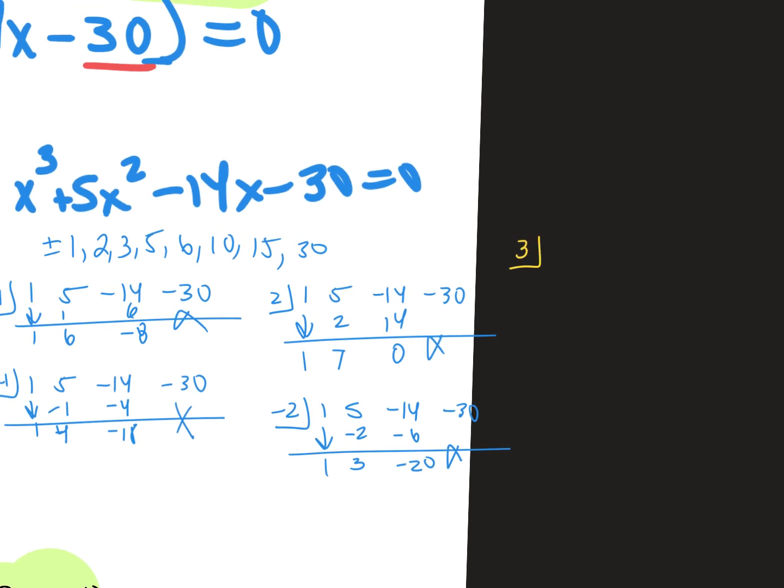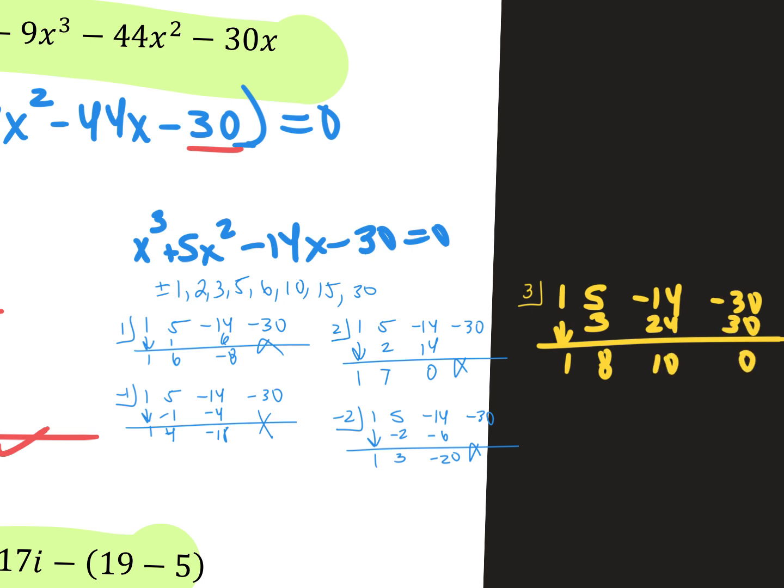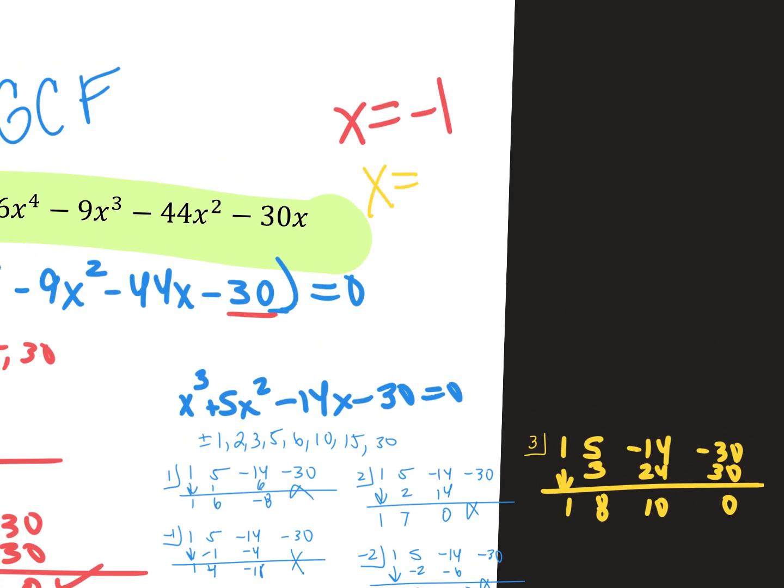We'll try 3. Okay. So 1, 5, negative 14, negative 30. 1 times 3 is 3. 5 plus 3 is 8. 8 times 3 is 24. Negative 14 and 24 is 10. 10 times 3 is 30. Did this one work? Yes. So what's another one of my answers? X equals 3.